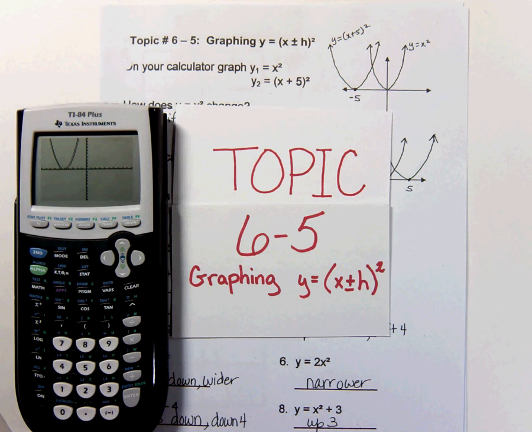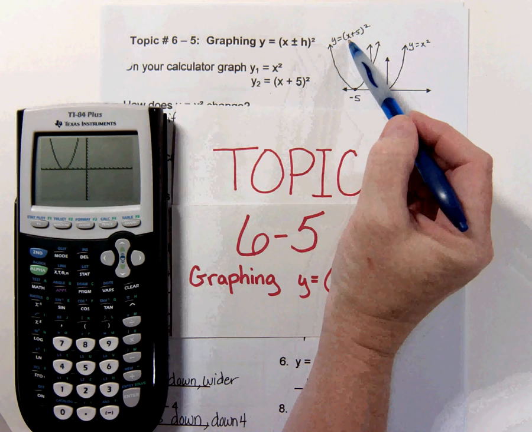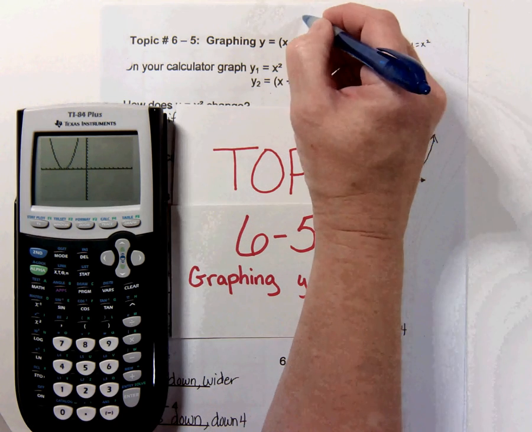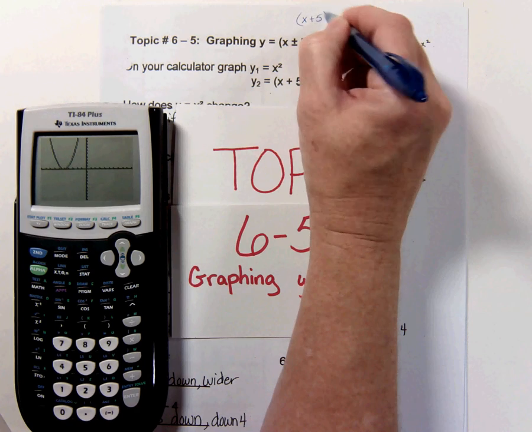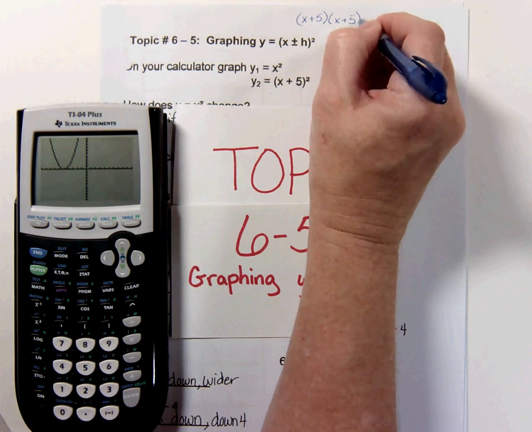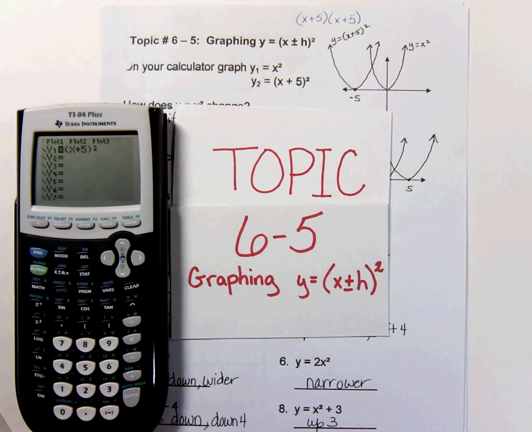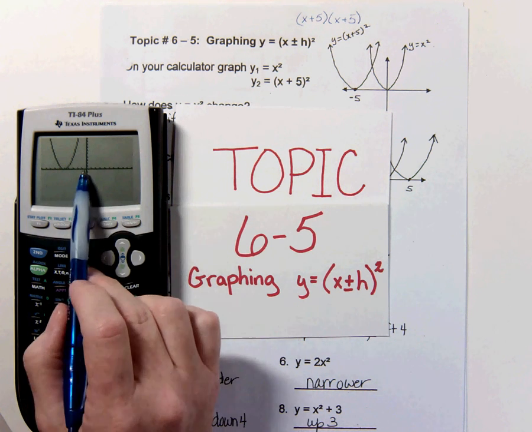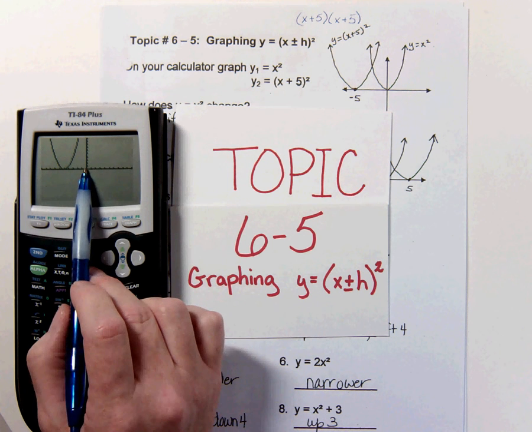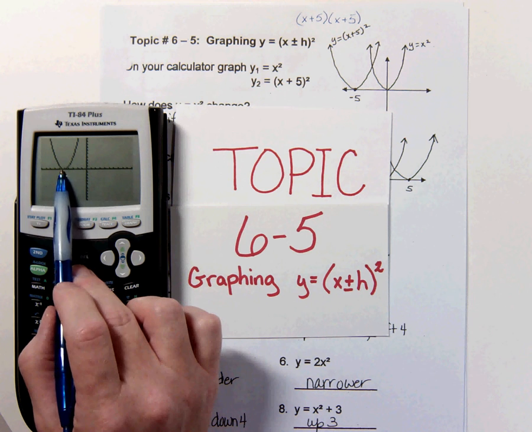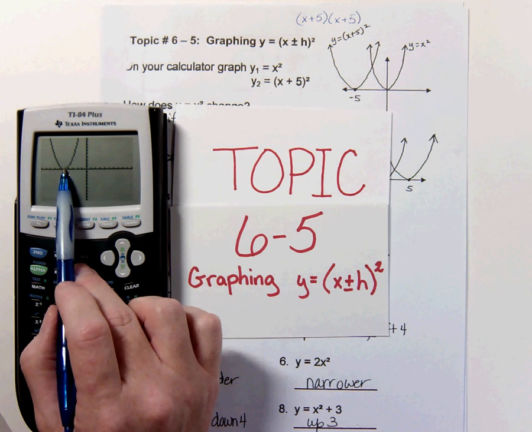Topic 6-5, more graphing with x, but this time it's where the shift is where you have two of the same, because if you say (x plus 5) squared, that's like saying (x plus 5)(x plus 5). You actually have two of them. If you were to put this in your calculator, notice what happens when I graph it. You're going to want to make sure you put it in parentheses, but when you graph it, instead of starting at 0, 0 at the parent function, because it's a positive 5, it shifts to the left, and it's going to be at negative 5.